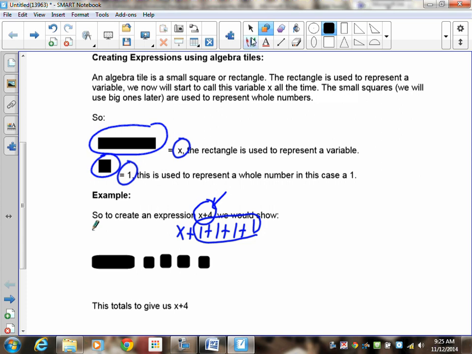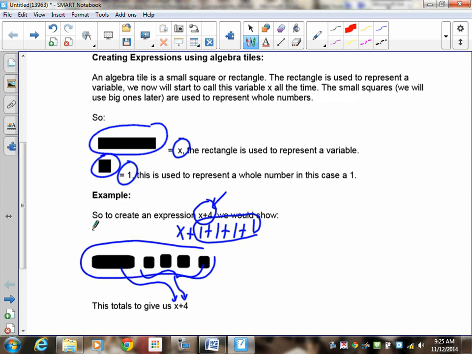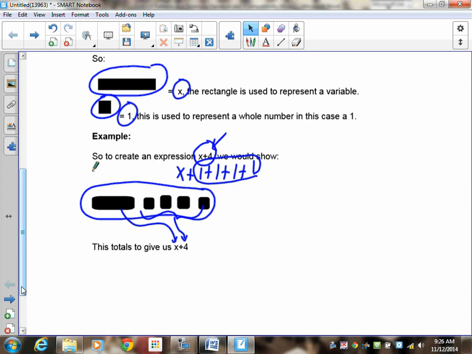If you look at it, this is the x right here that we created. And these are the 4 ones right there. So this expression, x plus 4, is represented by these tiles right here. So when you're asked to represent an expression using tiles, this is exactly what you're going to have to do. So going on to the next one.